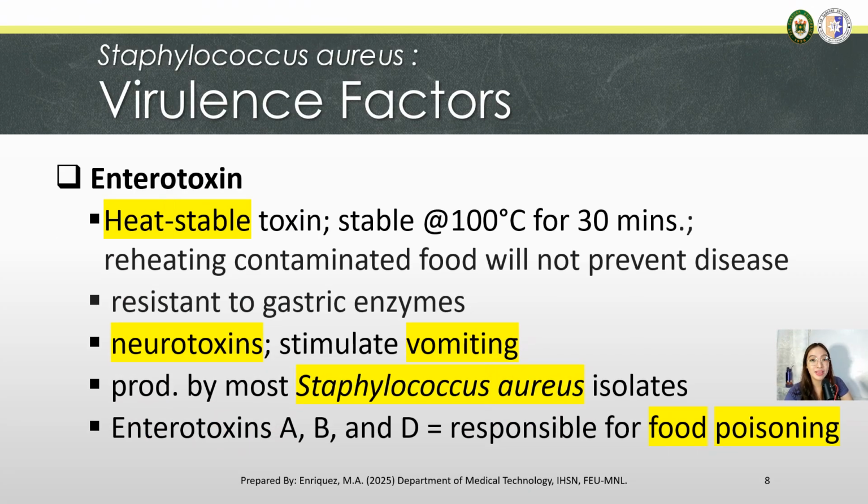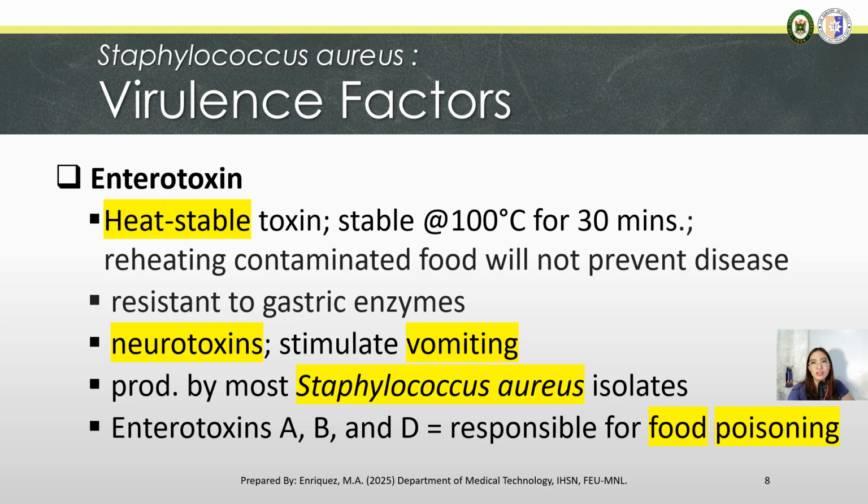Enterotoxins A, B, and D are responsible for cases of food poisoning. All right, so Staphylococcus aureus could also cause food poisoning. Enterotoxins are heat stable, so they are effective for up to 100 degrees Celsius even after 30 minutes of heating. Hindi daw po masisira ang structures at hindi maaapektuhan ang effectivity ng enterotoxins kahit initin pa natin yung food item ng 100 degrees Celsius at kahit hanggang 30 minutes pa.